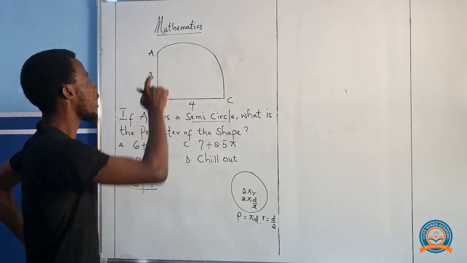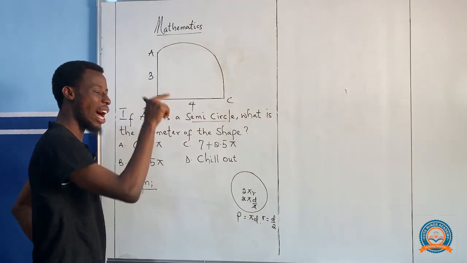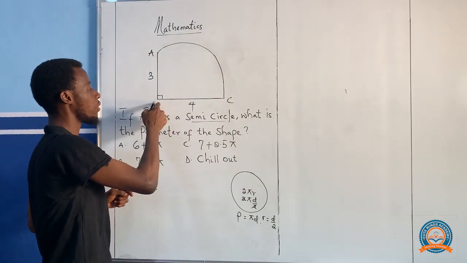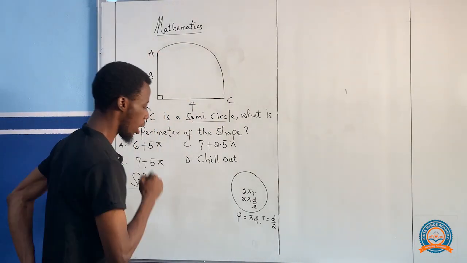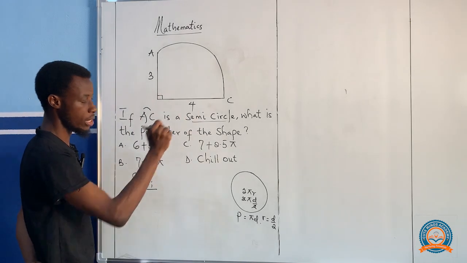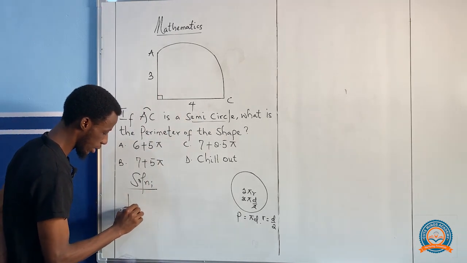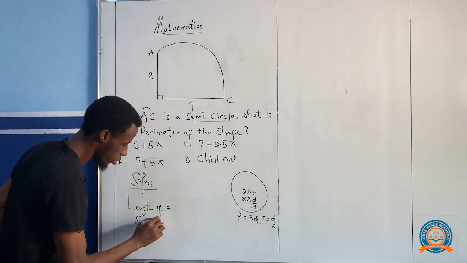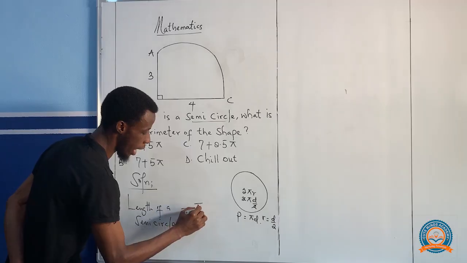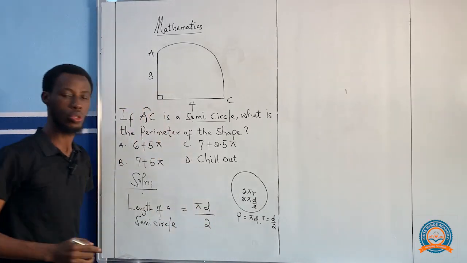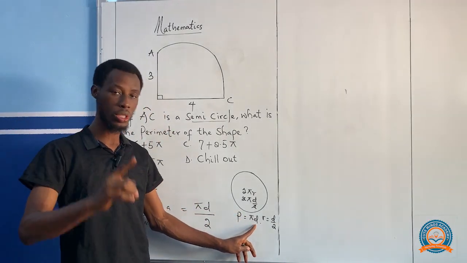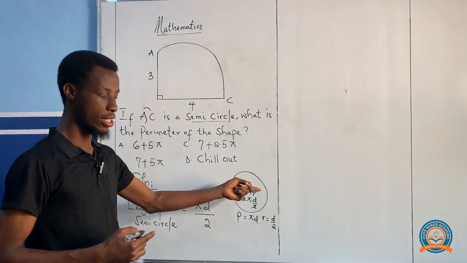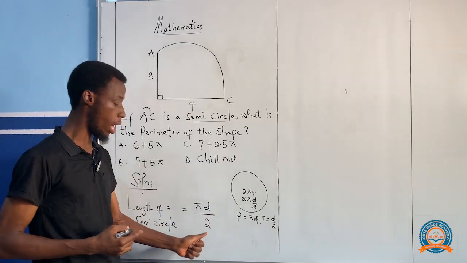All right. So if we find the length of this half of a circle, that's a semicircle, we only need the length, then we add 4 and 3 to it. So how do we find the length of a semicircle? We can say the length of a semicircle will definitely be pi d divided by 2. Since the length of a whole circle is pi d, and we know that a semicircle is exactly half of a circle, that means we divide the perimeter of a whole circle by 2.